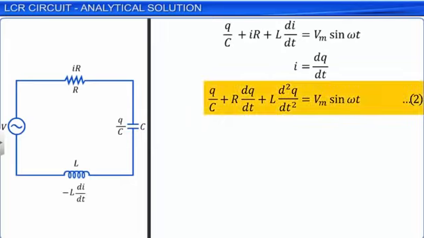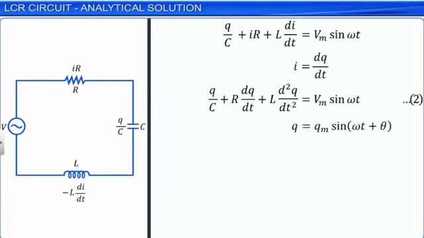As the three circuit elements, the resistor, the capacitor, and the inductor, are in series, the current through them is the same in amplitude as well as in phase. Let us now assume a solution for equation 2 as q equal to Qm sin(omega t plus theta), where Qm and theta are constants. Qm is the maximum charge on the capacitor.